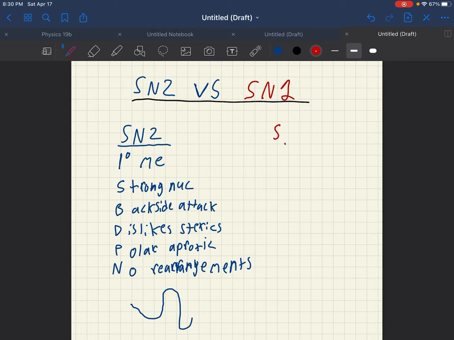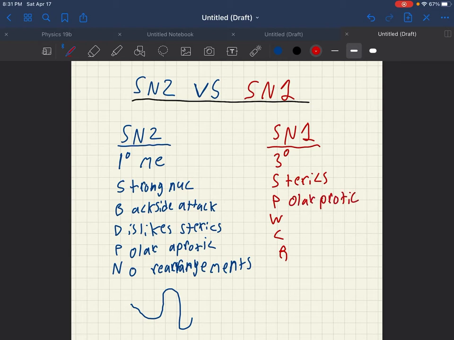Now an SN1 reaction is a little bit different. It likes tertiary carbocations. That's its favorite. And it likes sterics. It likes polar protic solvents. It likes weak nucleophiles. It does carbocation rearrangements, and it likes resonance. So the more stable the carbocation, the better for SN1. And these can both undergo in a secondary carbocation.